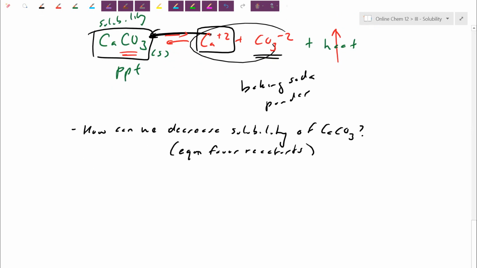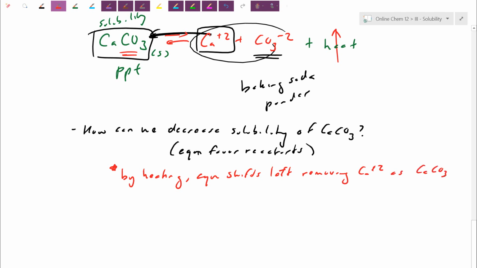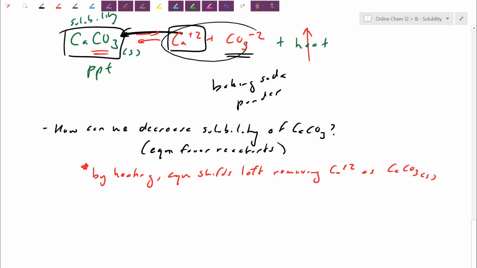So definitely we can talk about it here: let's heat the system. My stress is going to be heating. By heating, the equilibrium shifts left, removing Ca2+ as calcium carbonate. That's a precipitate, that's a solid, you would have to filter that off. Is there another way I can do it?